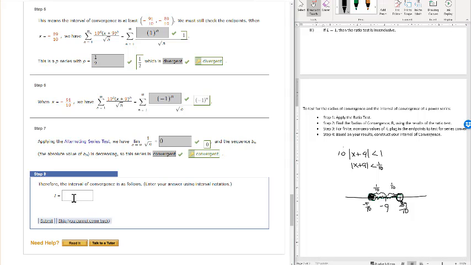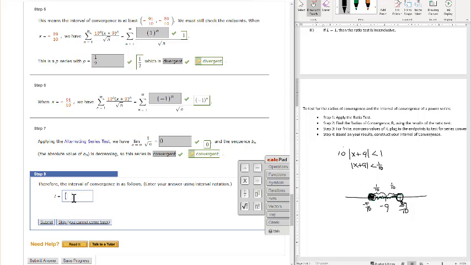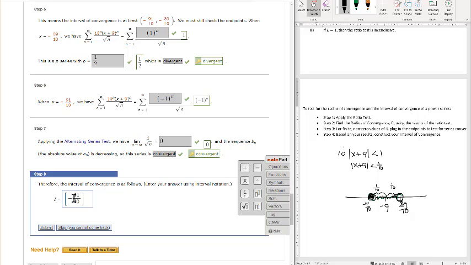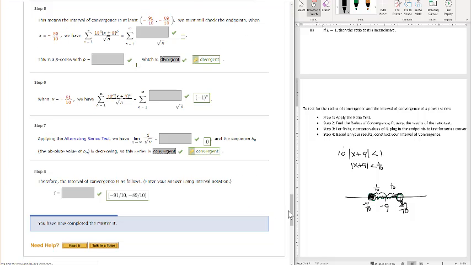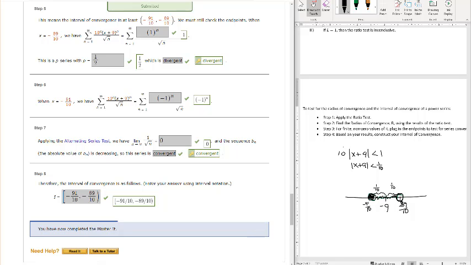And what does that leave us with? That leaves us with an interval of convergence that includes negative 91/10 and goes to negative 89/10, but does not include negative 89/10. So we have a closed bracket on the left side and an open bracket on the right side, and that is our interval of convergence. Okay, I hope that helps.